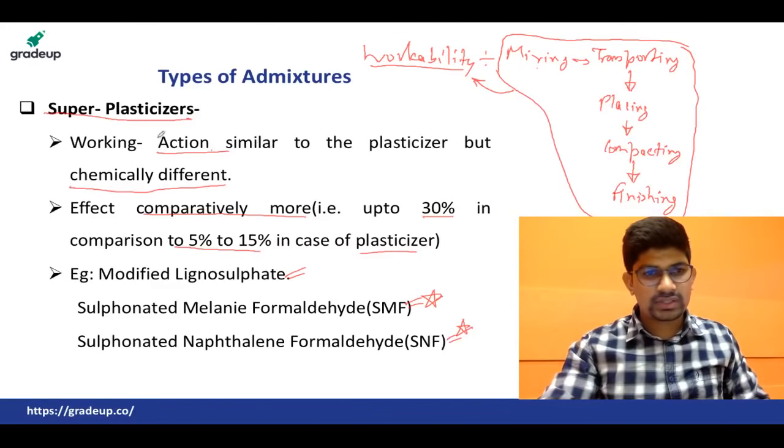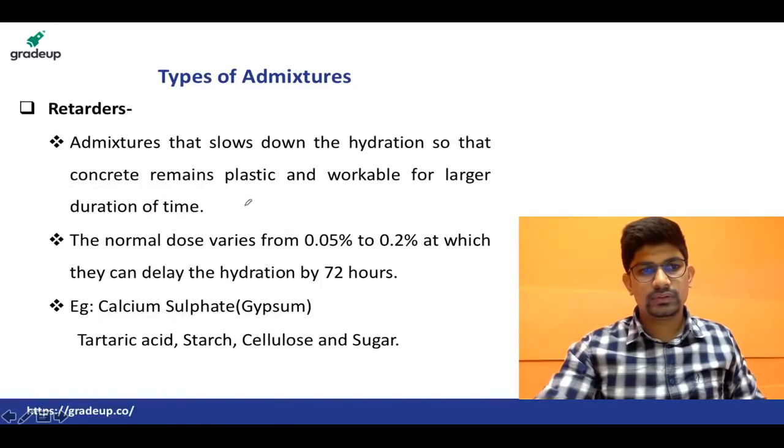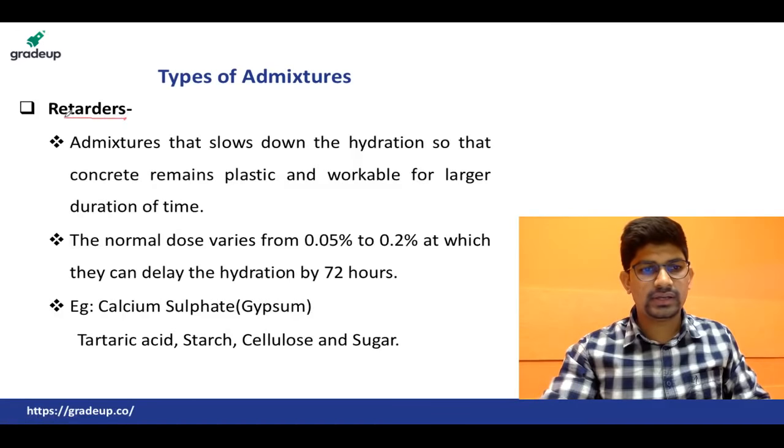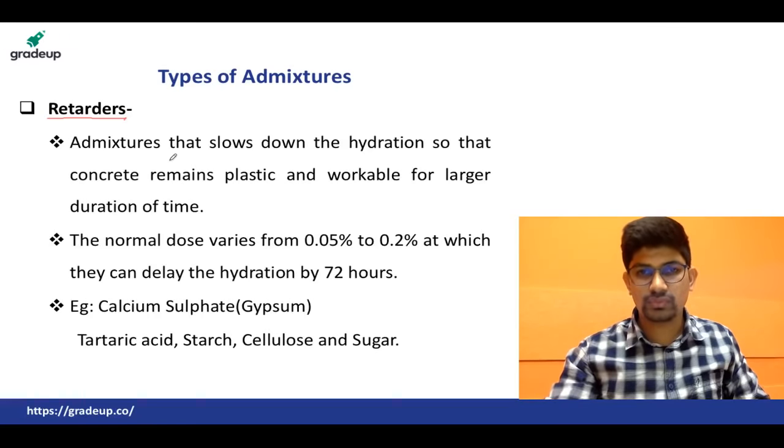Coming to our discussion now, super plasticizers we are done with. Now the third one is retarders. So what are retarders? As the name suggests, this will slow down some process. So what does it slow down?